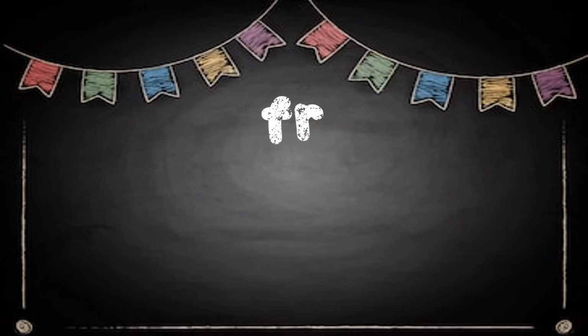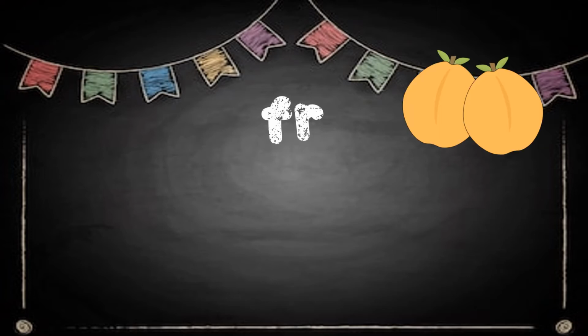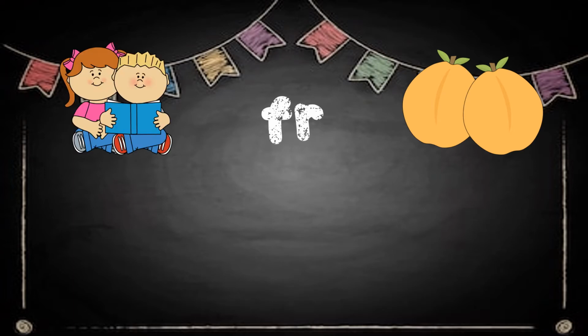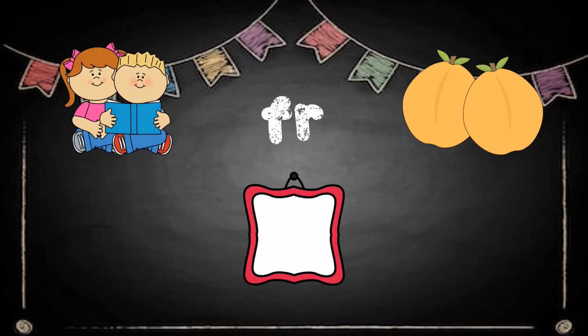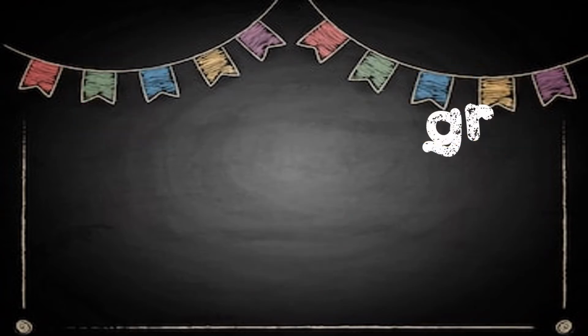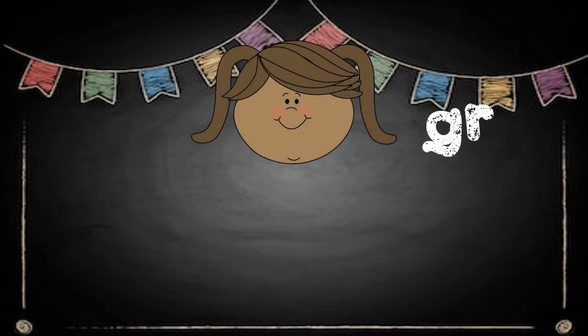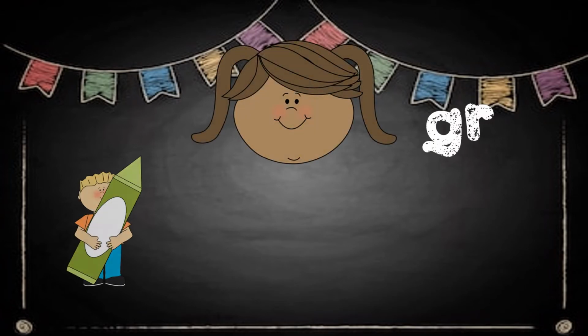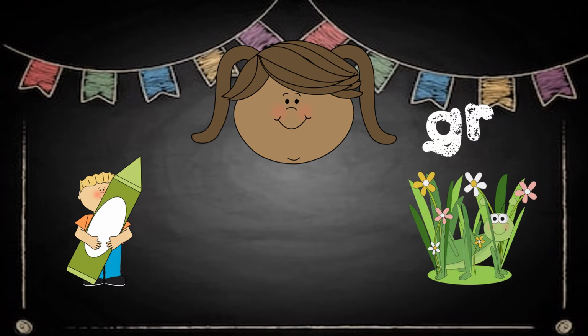Or FR, fur. We find it in the initial position of words such as fruit, friend, frame. Or GR, grr. We find it in the initial position of words such as grin, green, grass.